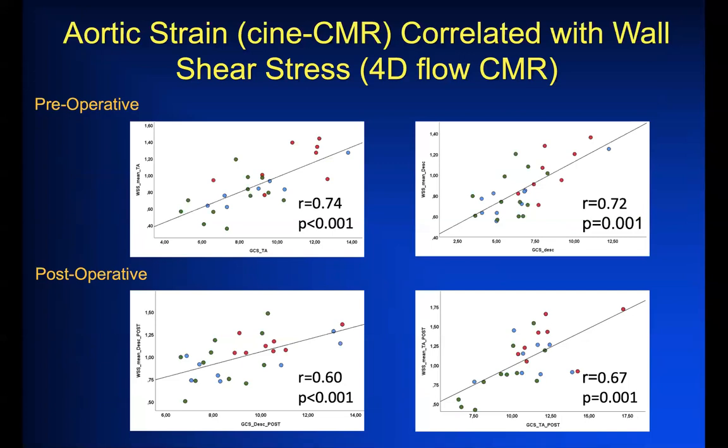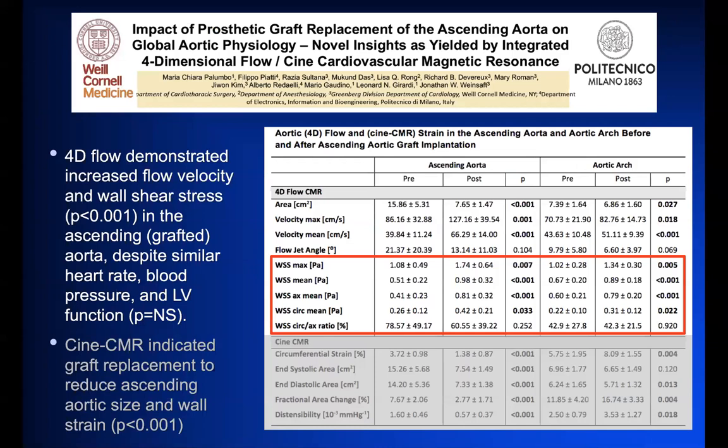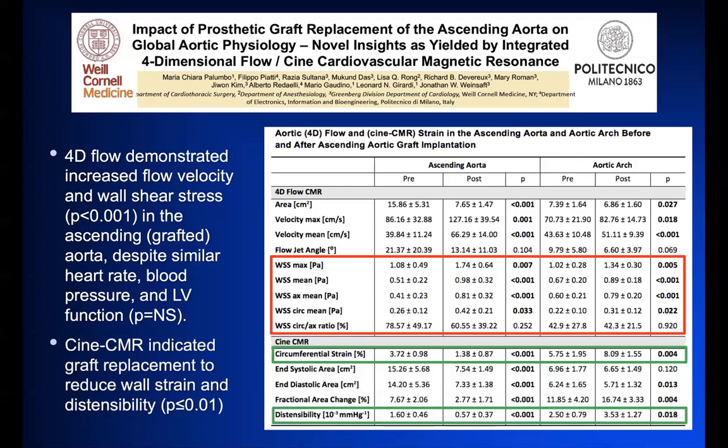What we can see in terms of initial data is that both strain and wall shear stress on 4D flow correlated with one another before as well as after surgical graft implantation. And with respect to changes in the aorta, what our 4D flow data has shown thus far is that in the ascending aorta and aortic arch, as would be expected, grafts produce alterations in both wall shear stress, increases in wall shear stress, and wall shear stress angle in the ascending, namely grafted areas.